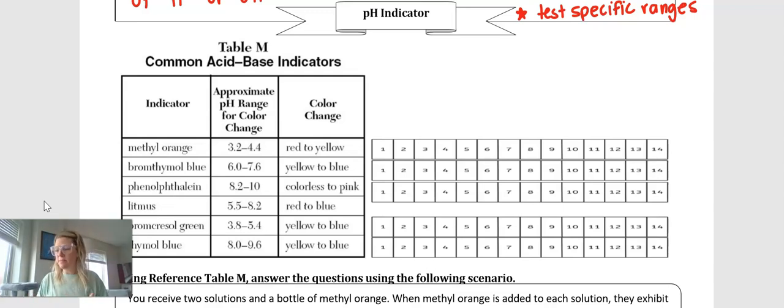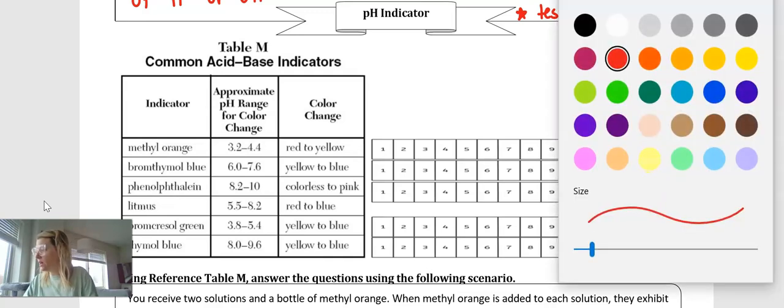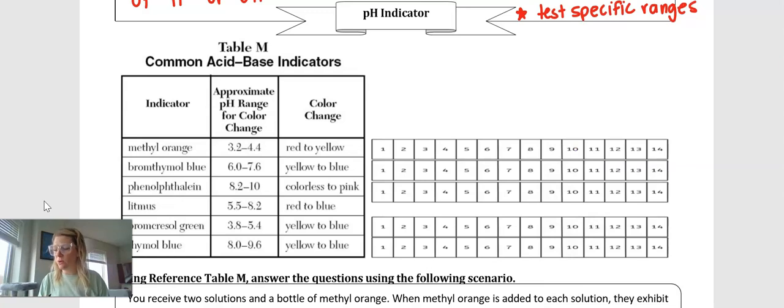I wanted to take a minute to talk about how to read this table, and in doing so, we're going to be using these colors. For our first indicator, we have methyl orange as the name of our indicator. Note that it has the approximate pH range for color change, 3.2 to 4.4. It also tells you that the color changes from red to yellow.